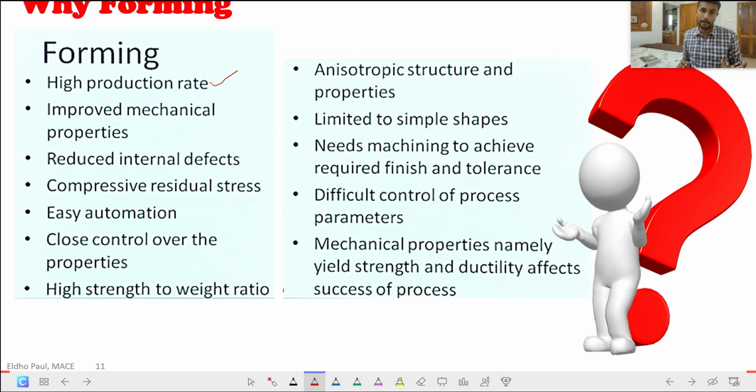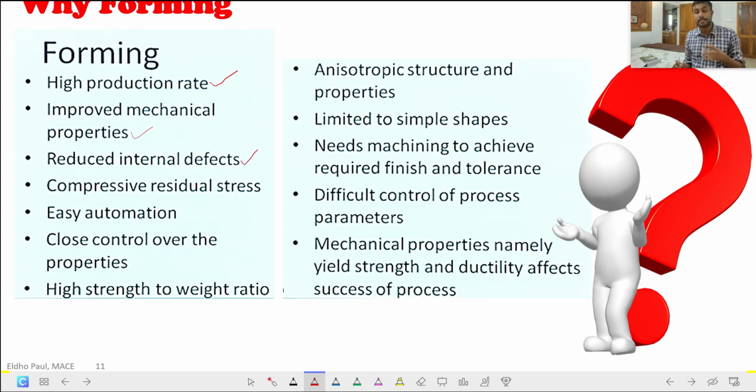Improved mechanical properties. I already discussed that when we apply the compressive force, the dislocation density may increase, which will increase the mechanical properties also. So different mechanical properties can be improved using these forming operations. Reduced internal defects: because of the use of compressive force for the plastic deformation, the density of internal defects can be reduced by using metal forming.